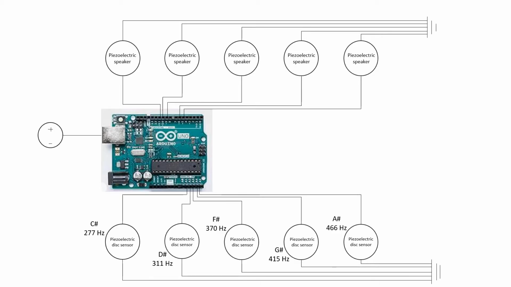So here is just a basic schematic of the actual demo build. You have the Arduino in the middle, and on the left side you have the power source to actually run the Arduino, and that's just hooked up to my computer. And then on the top line you have all the different piezoelectric speakers hooked up to different output pins. And then along the bottom, you have the 5 different piezoelectric disc sensors hooked into the analog input pins.